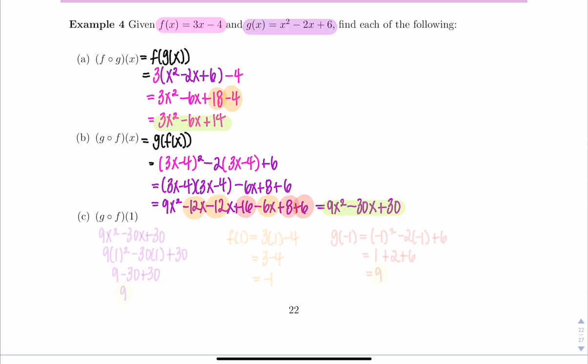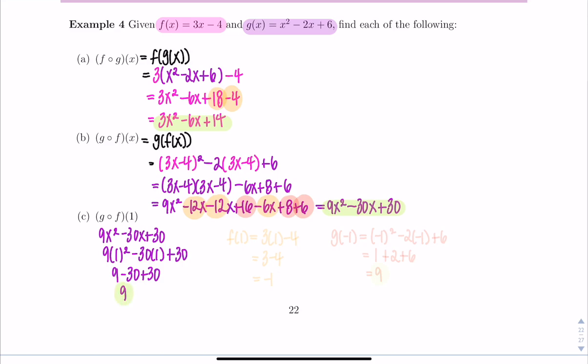And for g of f of 1, there's two ways of solving this one. So the first way is to use what we just found in b and plug x equals 1 into the equation. So we start with 9x squared minus 30x plus 30. So we're plugging in x equals 1. So 9 times 1 squared minus 30 times 1 plus 30. But this is 9 minus 30 plus 30, which is just 9.